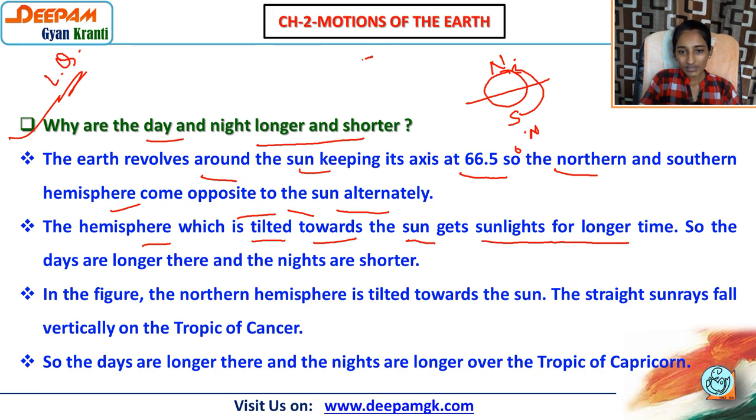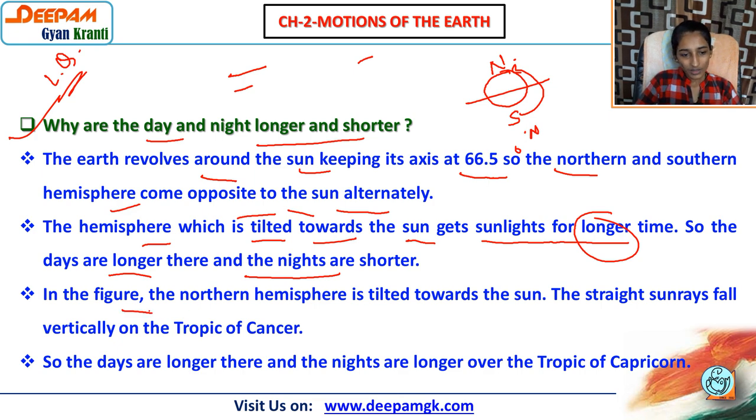जो पोर्शन ज़्यादा झुका हुआ होगा वहाँ पे सनलाइट लॉन्ग टाइम रहेगी. So the days are longer and the nights are shorter. Now you know very well कि सनलाइट ज़्यादा रहेगी तो डेज का पोर्शन है वो लॉन्ग हो गया, तो नाइट का पोर्शन है वो क्या हो गया, शॉर्ट हो गया.